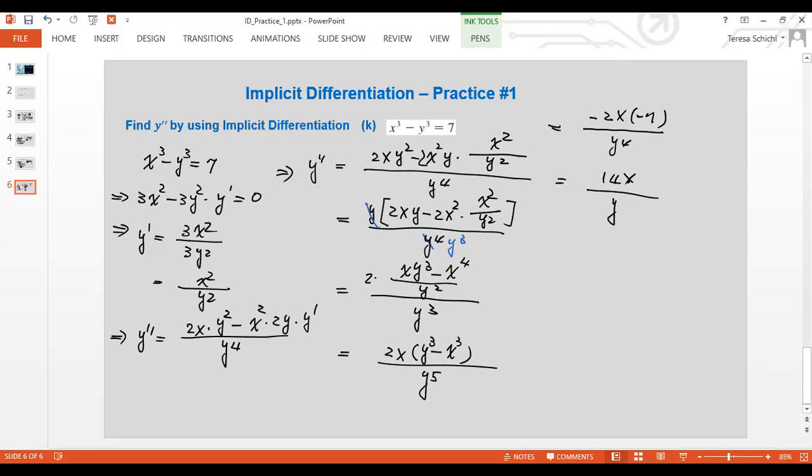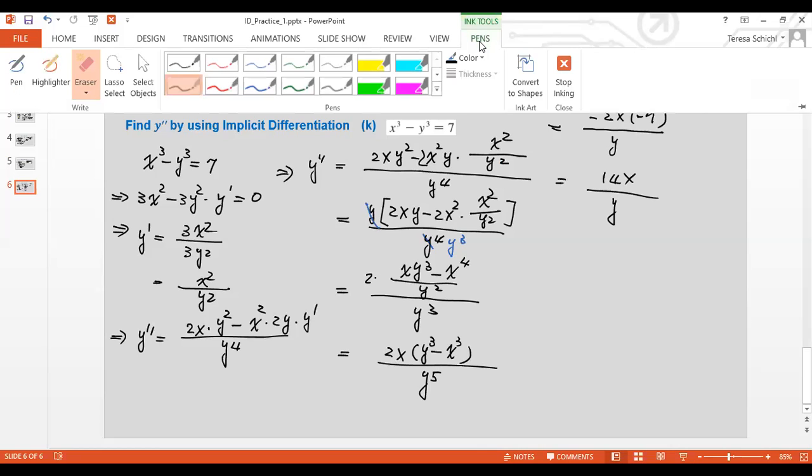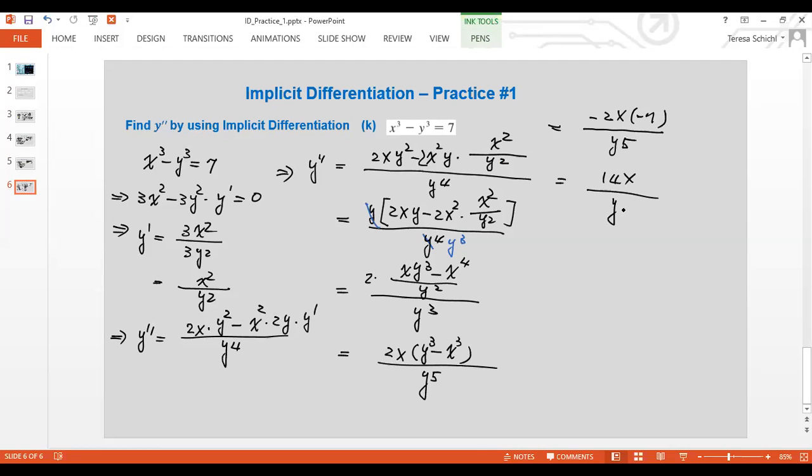Y to the 5th. Oh, be careful. Let me see here. So this will be 1 over y to the 5th. Oh, I don't have an extra negative sign here. So just y cubed minus x cubed. So the answer is negative 14x over y to the 5th. All right. So like I said, this is just the remaining algebra.